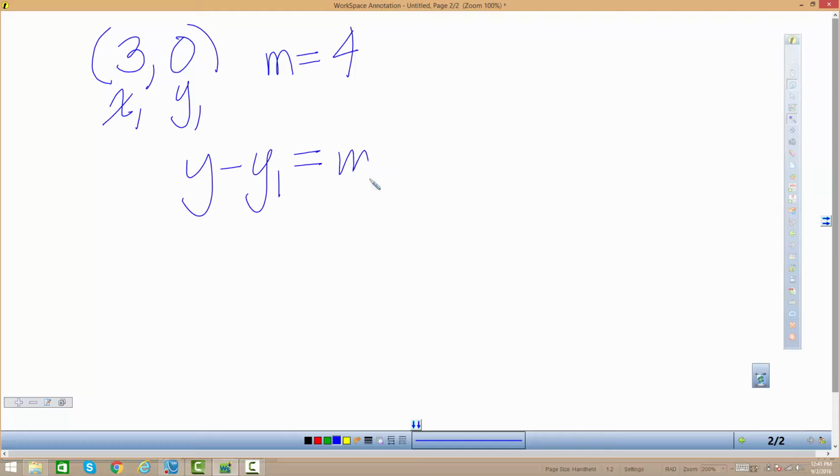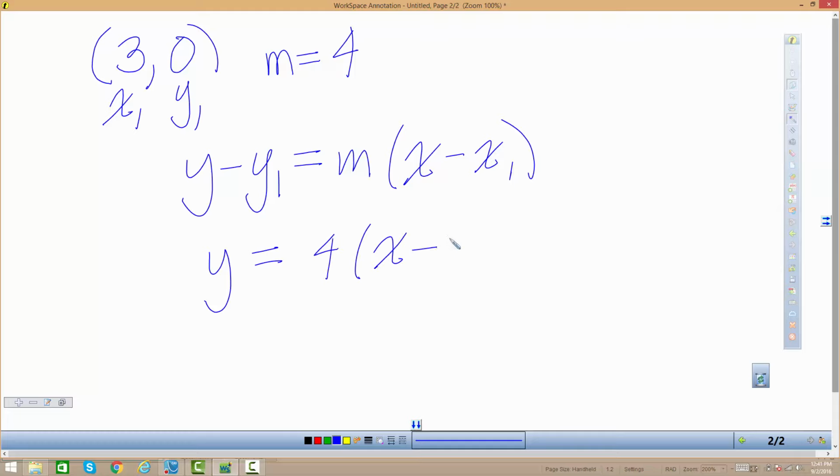So this is the point slope form of an equation for a line. And I've got everything I need here. So it's going to be y minus 0 equals the slope 4 times x minus 3. And that is the equation of my tangent line.